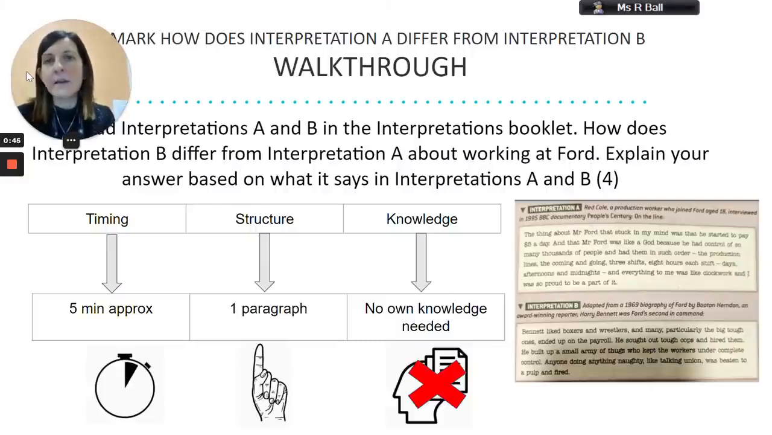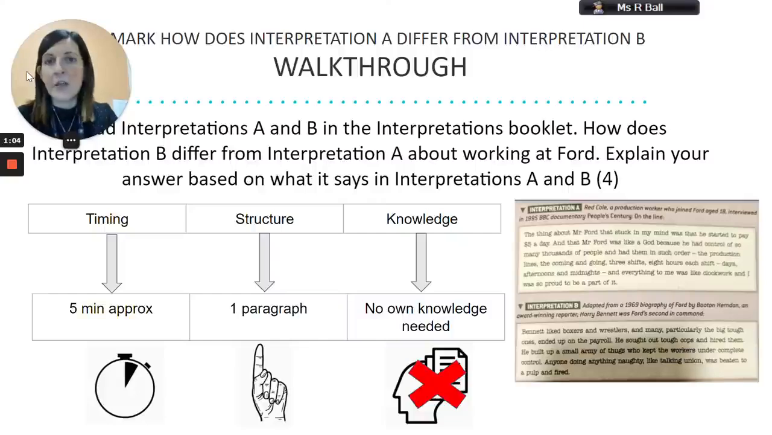The question is asking you to read the two interpretations and to think about how those interpretations differ about X event, in this case working at Ford, and you are to explain your answer based on what it actually says in the interpretations. You do not need any of your own knowledge.